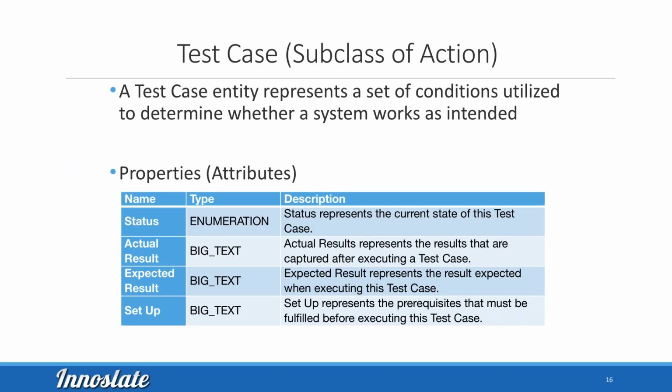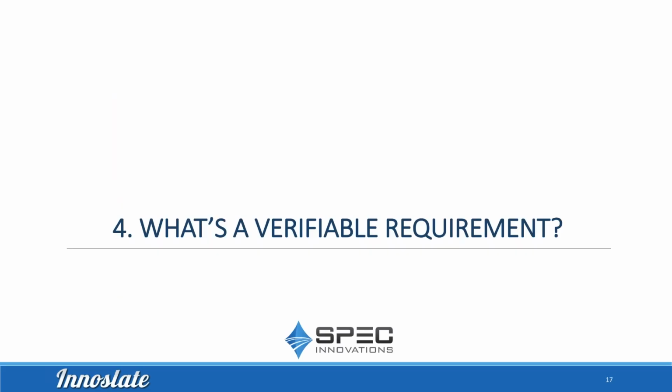Here's that test case. Again, it represents the set of conditions utilized to determine whether the system works as intended. Some of the additional attributes that were added were status, actual result, expected result, and setup. These were some fundamental things we decided were important to add to it. Okay, so that's the ontology.